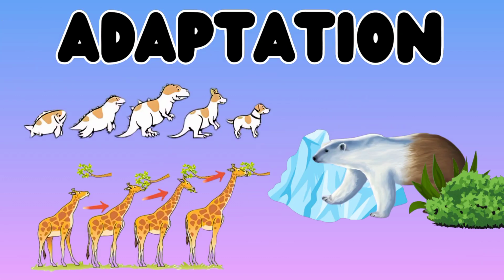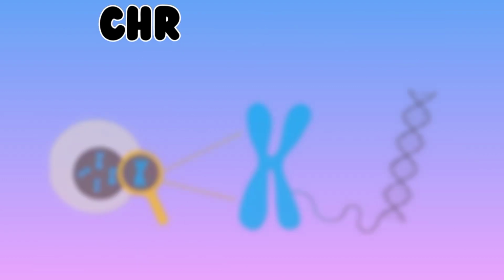Adaptation. Adaptation is a process by which populations evolve to better survive in their environments. Genetic variations can provide individuals with traits that are advantageous in their environment, leading to increased survival and reproductive success. Over time, these advantageous traits become more common in the population.